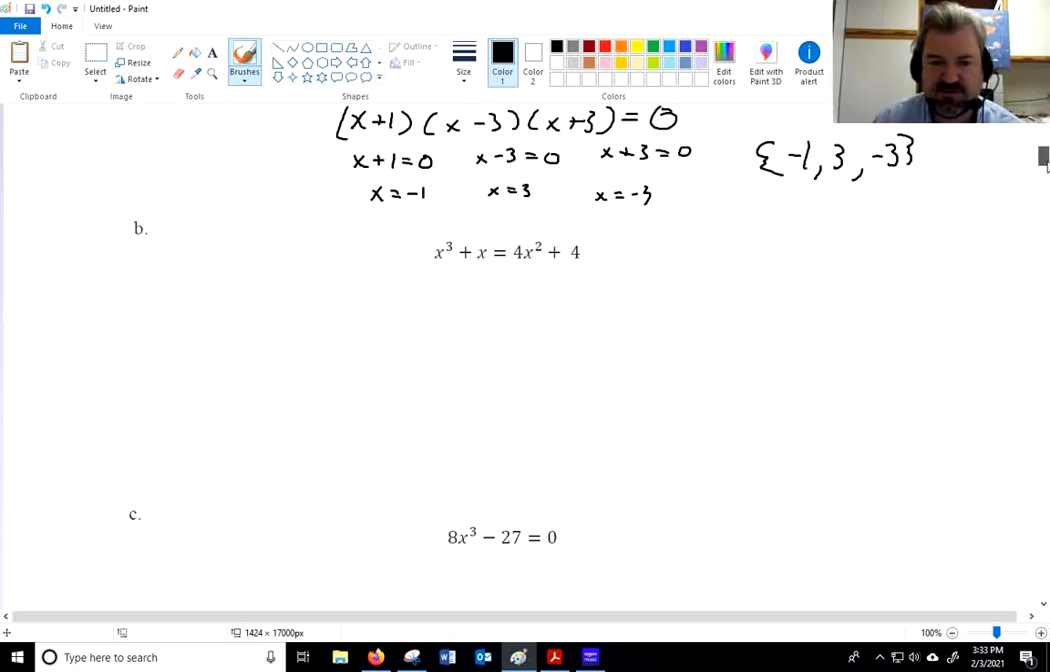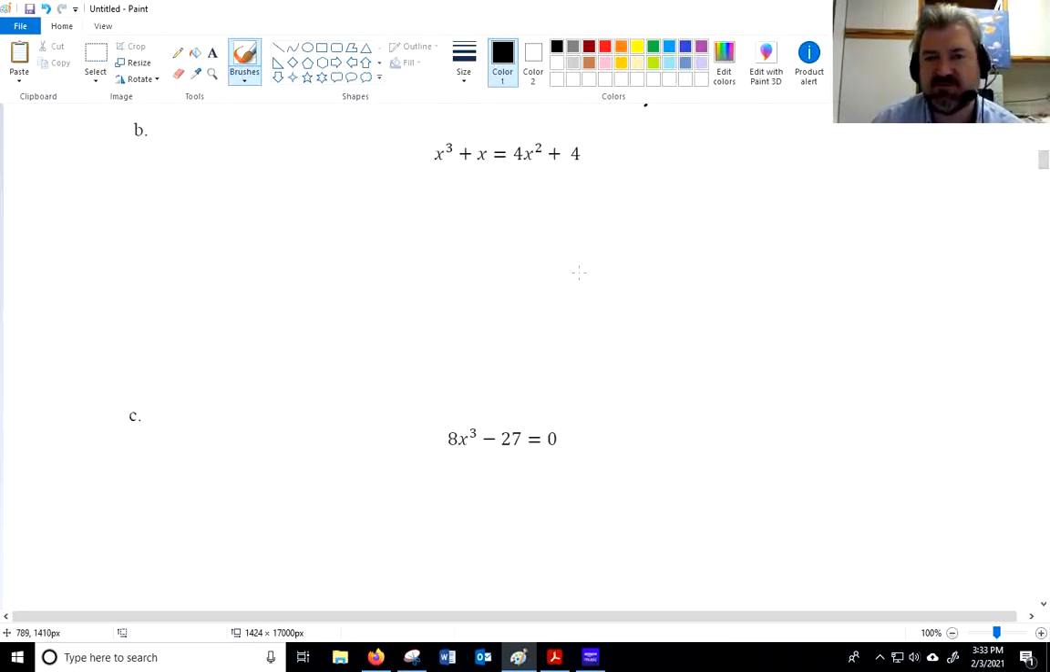All right, let's check out the next one. When we are dealing with polynomials, just like with quadratic functions, we want to get this equal to 0 first. So we're going to say x cubed, I'll move this over here, making it minus 4x squared plus x, and then I'll move that 4 over as well, subtracting 4 from each side.